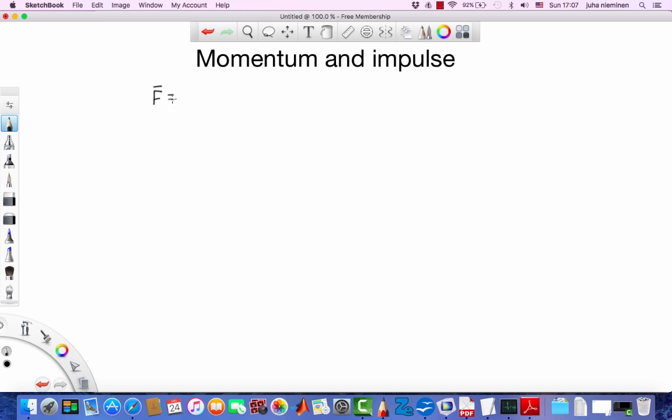So Newton's second law says the net force equals mass times acceleration. And again, the acceleration can be written as the time derivative of velocity. But this mass is constant, if it is constant. Most cases it is, so then we can do this. So we can bring the mass inside the derivative. And here we have the product of m times the velocity vector.